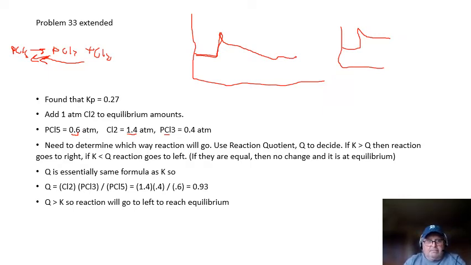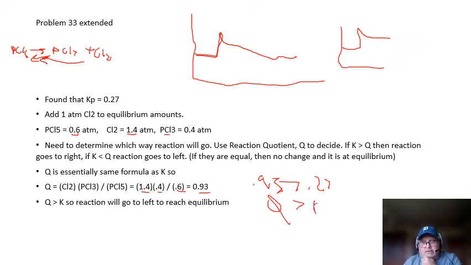So Q is equal to Cl2 times PCl3 divided by PCl5. You put in the numbers and do the math, and you can see that's 0.93. So 0.93 is indeed greater than 0.27. That means Q is greater than K, so the reaction will go to the left, just like we expected from Le Chatelier's principle.